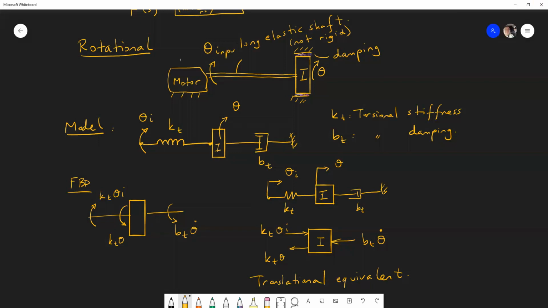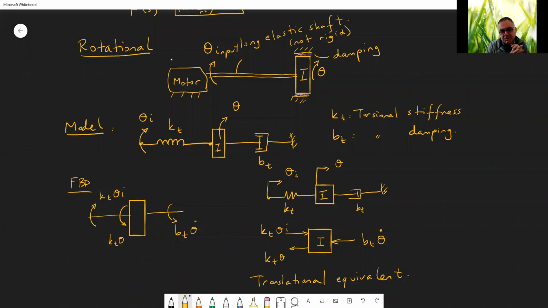So the last theta is just different than the first one because of the damping? No, theta I and theta are different because of the spring, because the shaft is elastic. If the shaft were not elastic, they would be the same. Theta I and theta would be the same. But since there is a spring between them, in terms of a shaft, theta I and theta are different quantities. Do you understand that?